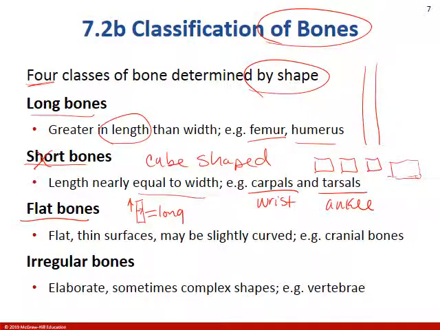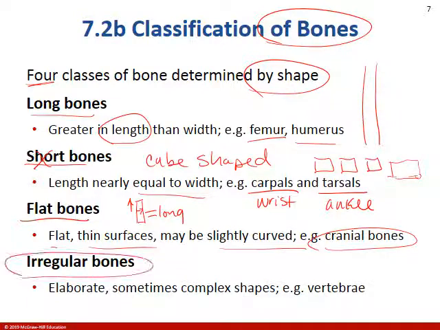Flat bones, pretty self-explanatory, right? Flat, thin, might be slightly curved. Some of these cranial bones that we'll look at, like the frontal, parietal, occipital, they do have some bumps to them and they might be curve shaped, but overall they're flat in structure. And then we have this catch-all, right? Irregular bones. They're going to be elaborate and have these complex shapes, and you'll see this when we look at vertebrae or os coxa, hip bones.